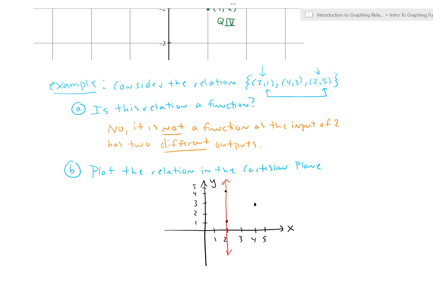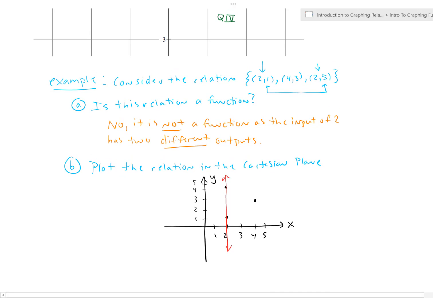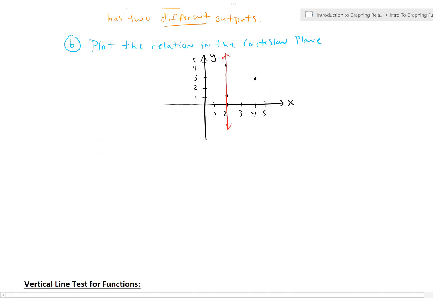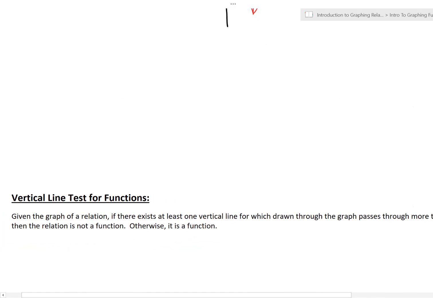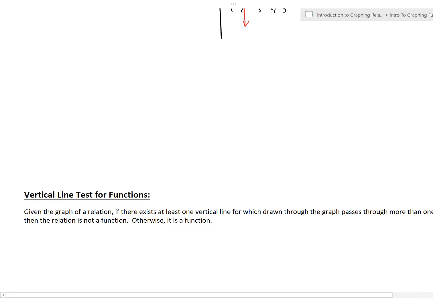Hence, you have more than one output location for the same horizontal location. This produces a test for determining whether a graph of a relation is a function or not, and that is called the vertical line test. So this is a test for figuring out whether or not the graph of a relation is a function. It says, given the graph of any relation, if there exists at least one vertical line which, drawn through the graph, passes through more than one point, then the relation is not a function. Just like in our example above.